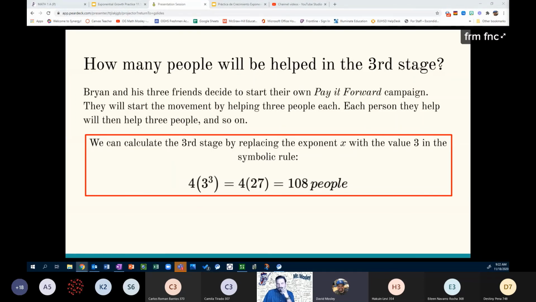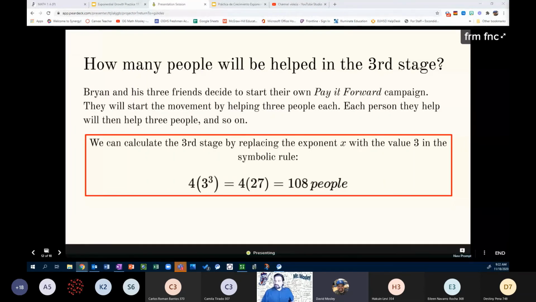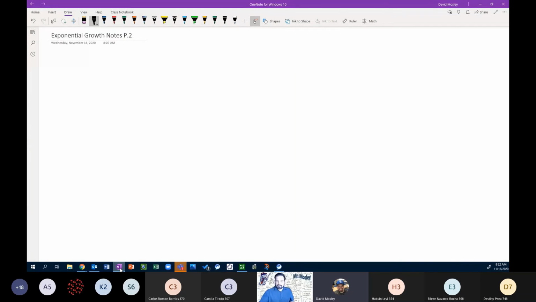Yeah, so we get the power of 3 in this case because we're on the third stage. Now, when we're looking at exponential growth, let me show you something here. When we're looking at exponential growth, right? So let's do a little tree graph here. We start with our 4 people. They're each helping 3 people.